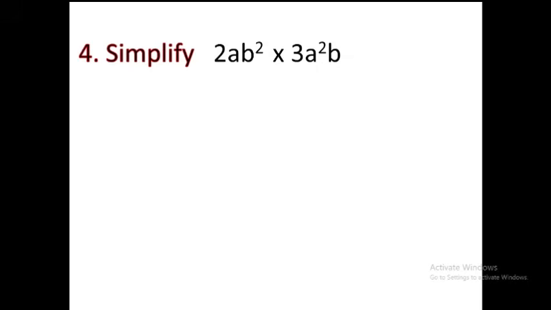Let me simplify this question. Now you can see that we have 2 and then we have 3 at the other side. So let me just find the product of 2 and 3. So look at it. 2 times 3, what would that be? Of course, you can see it on the screen, 6.